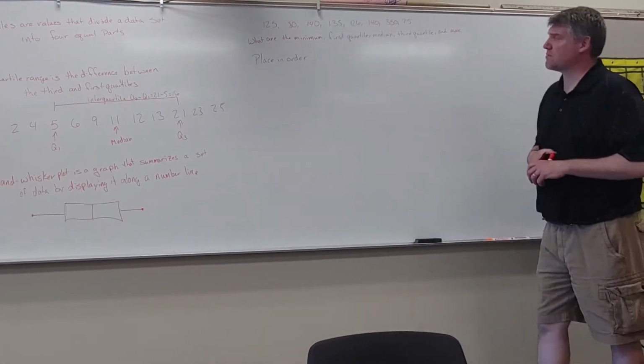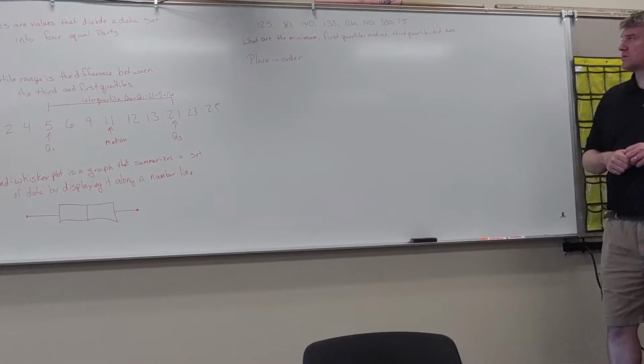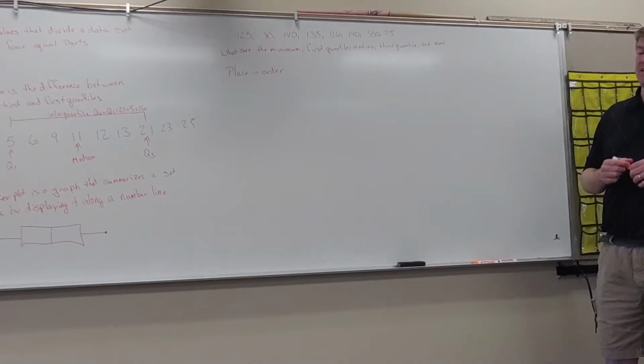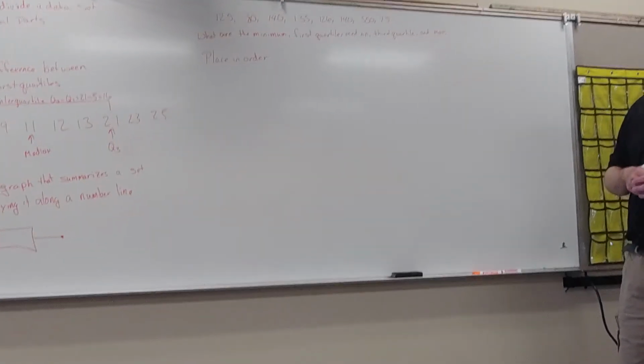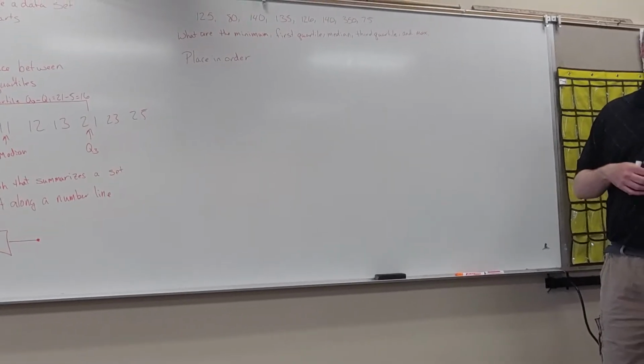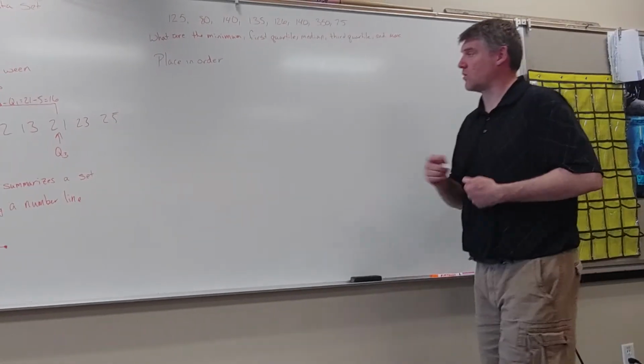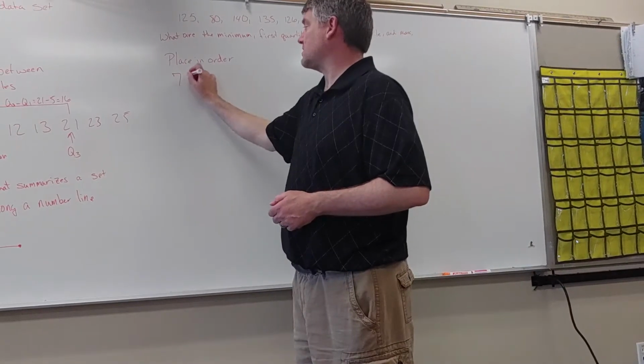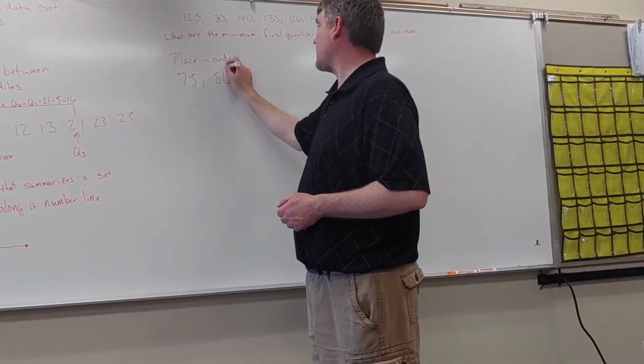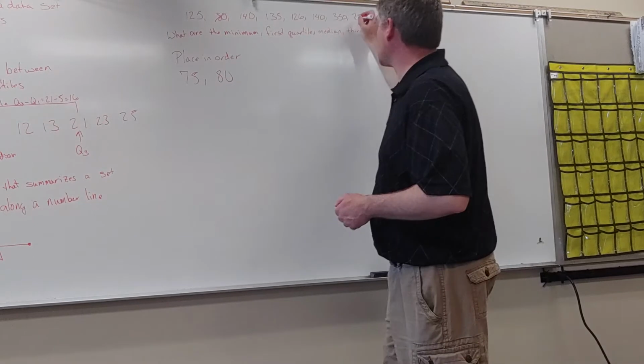Okay? So our first example lists a bunch of data here. And it says, what are the minimum, the first quartile, the median, the third quartile, and the maximum? Now the first thing we need to do is place these all in order. So we're going to place this in order. So I have 75, 80. Go ahead and mark those off.